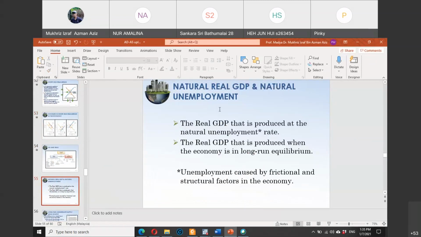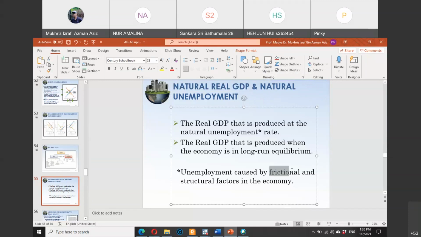So going back to this concept of natural real GDP, and also natural unemployment. As I mentioned just now, when you learn about the natural rate of unemployment, that is unemployment due to normal situations. It means that even though many people are having jobs and the economy is doing very well, there will always be unemployment. And that unemployment is what we call the natural unemployment rate.